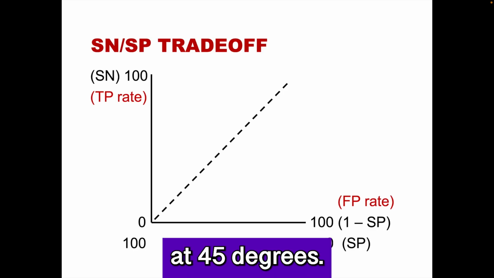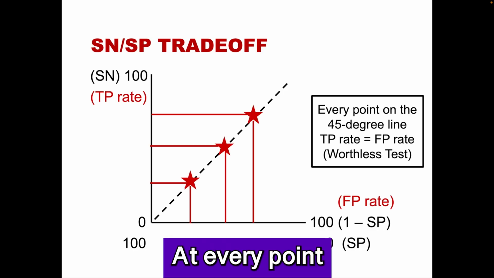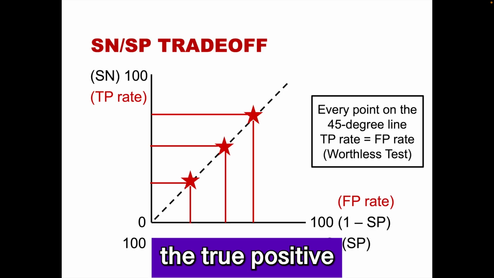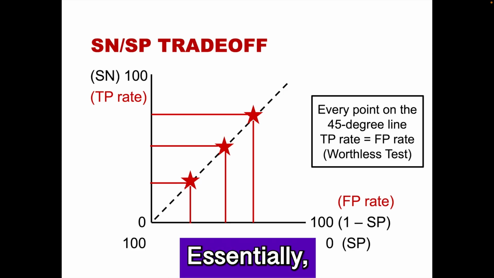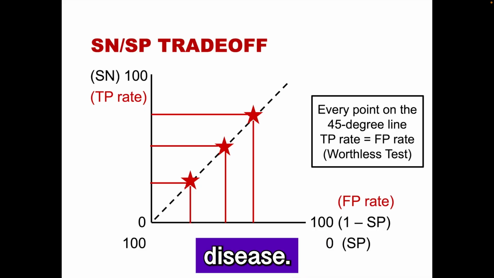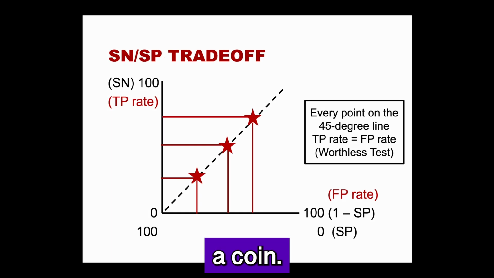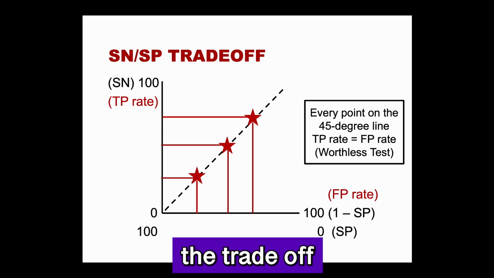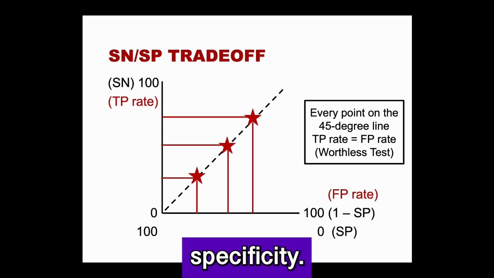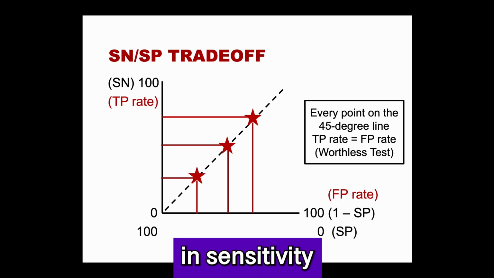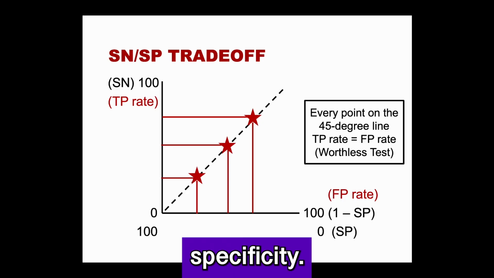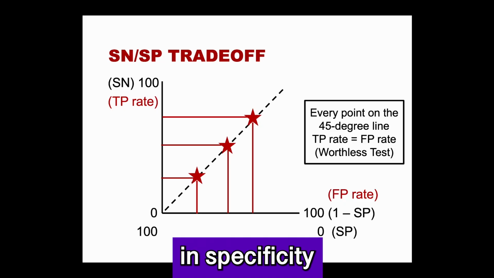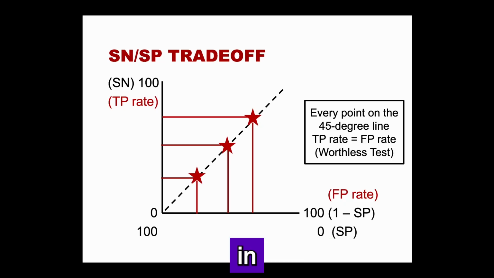Let's look at a line drawn at 45 degrees. At every point on the 45-degree line, the true positive rate is equal to the false positive rate. Essentially, if the test is positive, there is an equal chance of having disease and not having disease. This is equivalent to flipping a coin. This line also illustrates the trade-off between sensitivity and specificity. An increase in sensitivity can only occur with a decrease in specificity. An increase in specificity can only occur with a decrease in sensitivity.